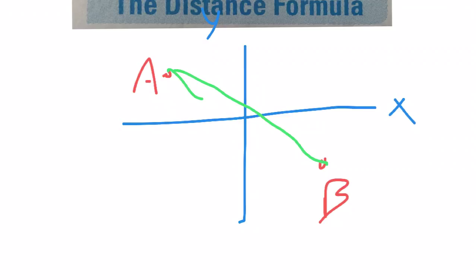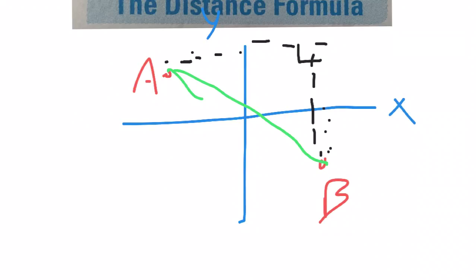So the distance formula, this is how we get it. Suppose you have the x-axis and y-axis. You have 2 points, point A and point B, and you want to find the distance between them. What you would have to do is use the Pythagorean theorem, and we simplify the Pythagorean theorem into what we know as the distance formula.